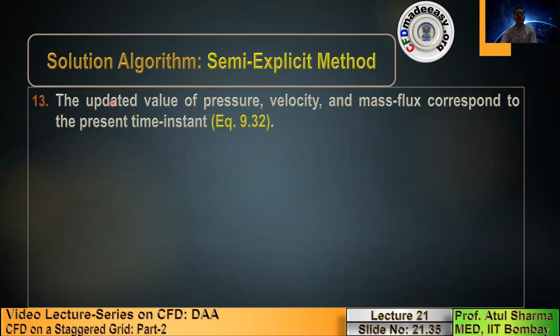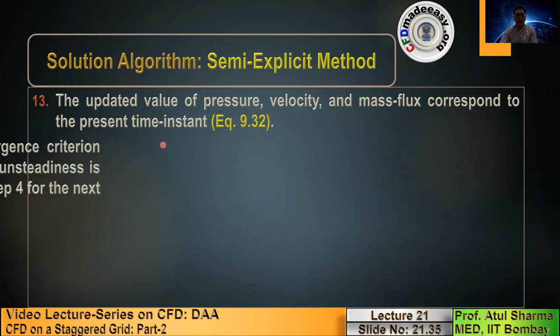So finally, once you get the converged solution, when the mass source approaches 0, then the updated value of pressure and mass flux, the star value, becomes n plus 1.